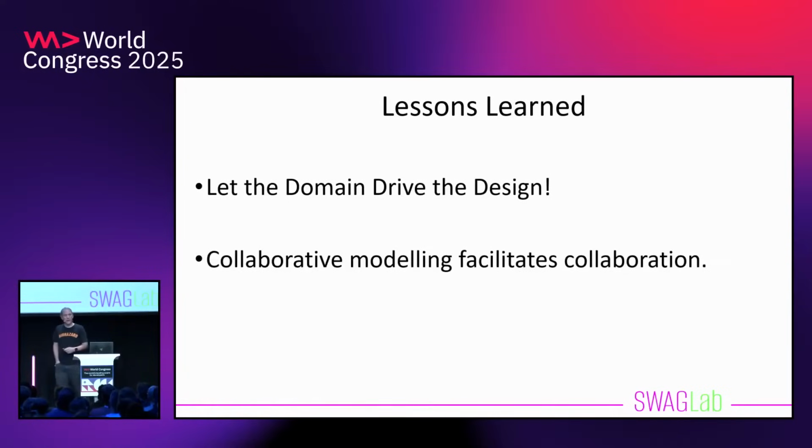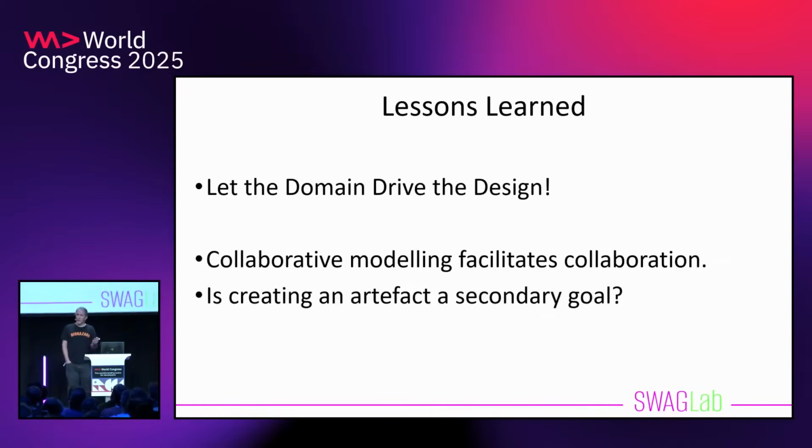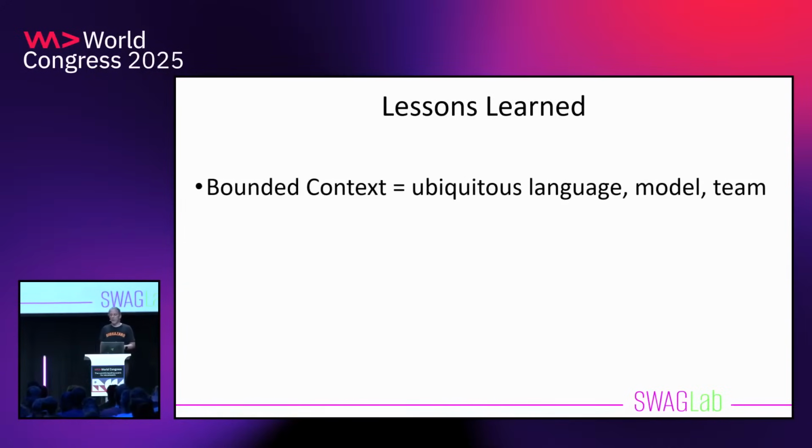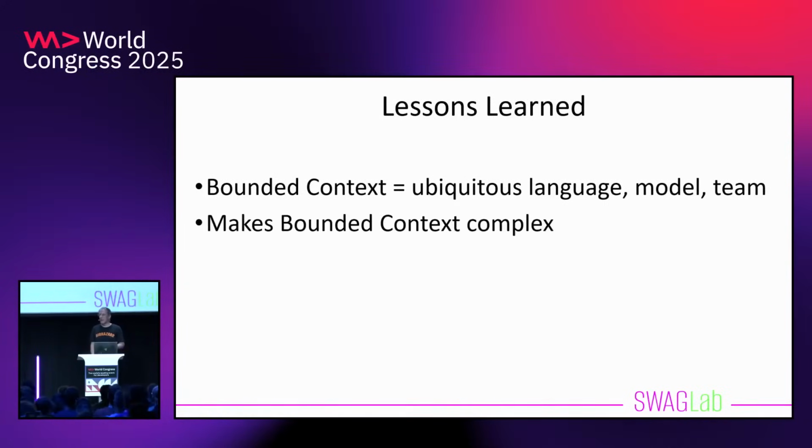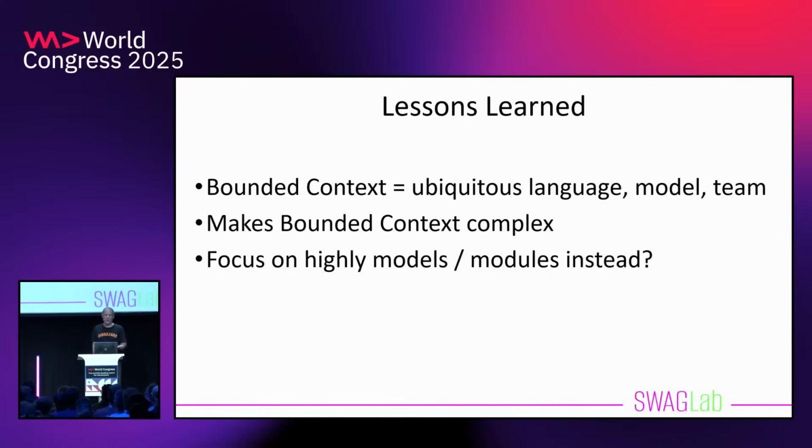Collaborative modeling is a way to facilitate collaboration, which is very important for software development. And maybe creating that artifact is a secondary goal. It's not the first priority. Bounded context, as I said, is about ubiquitous language, model, and team, which makes bounded context very complex. So maybe you want to focus on models, on highly autonomous models or modules instead.